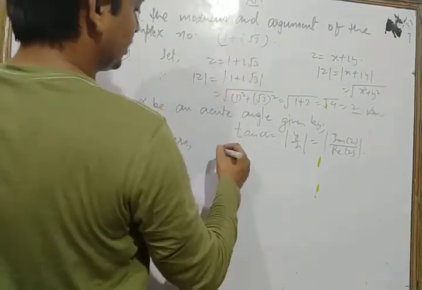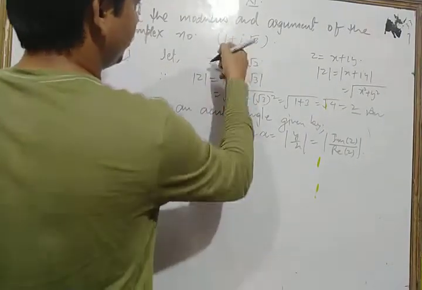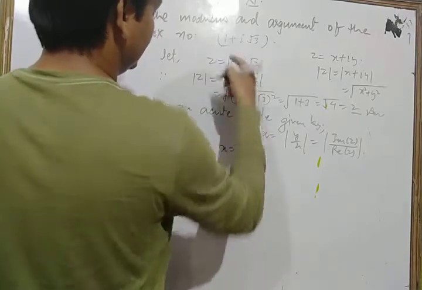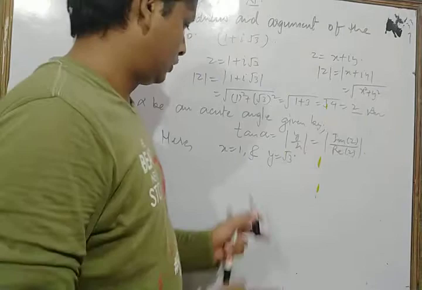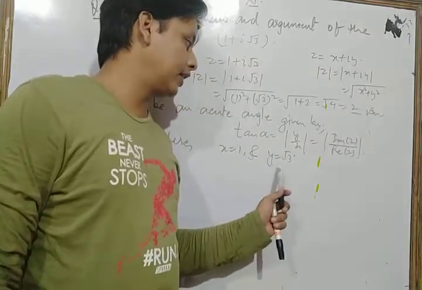The real part of that complex number means x is equal to 1, and the imaginary part, that is y, is equal to root 3. So x is equal to 1 and y is equal to root 3.